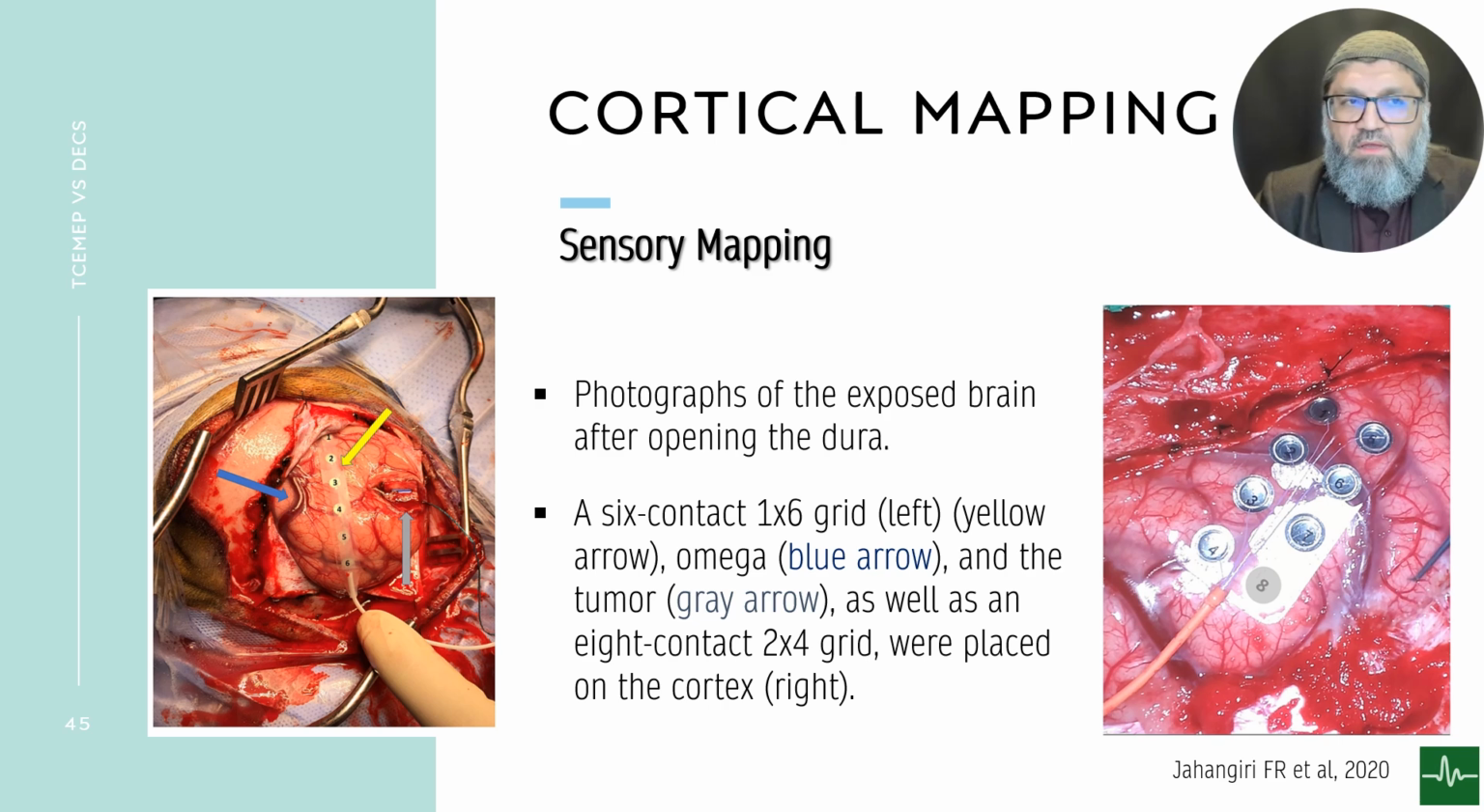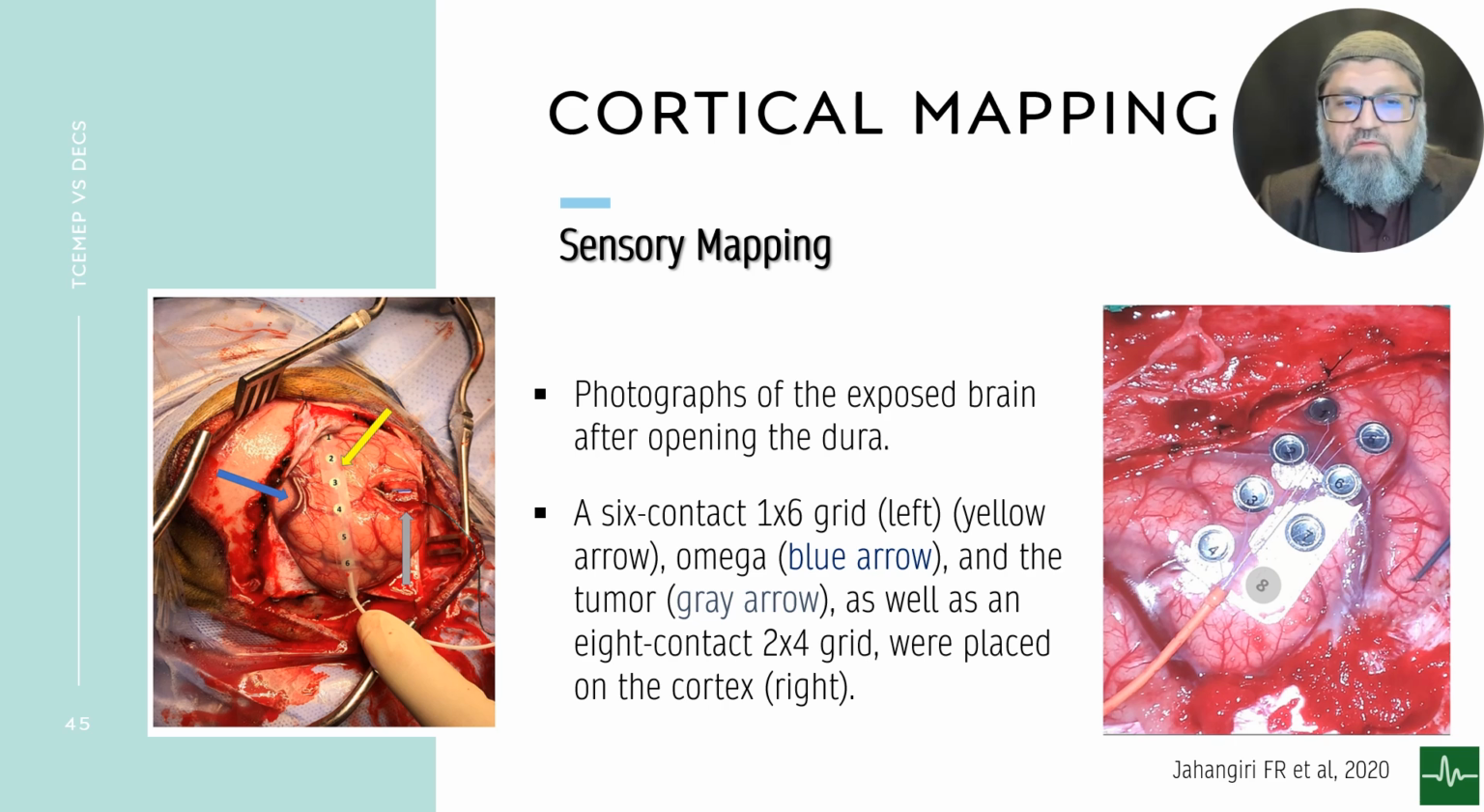If there's a tumor, it can shift the corticospinal tract anterior, posterior, medial, and lateral. We don't know where they are. So in order to confirm that, we need to stimulate the contralateral nerves and record a phase reversal or a sensory response from the cortex.